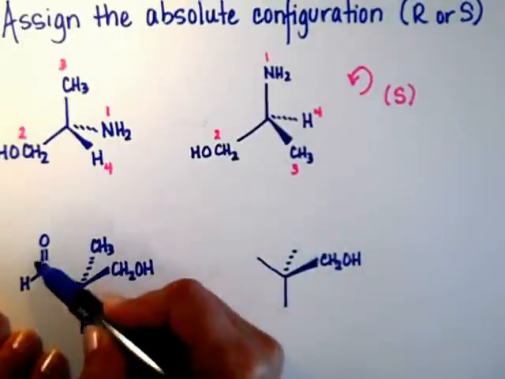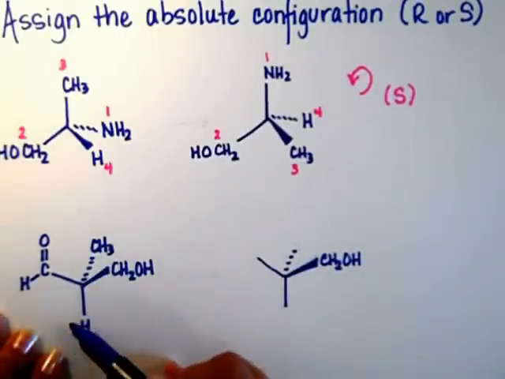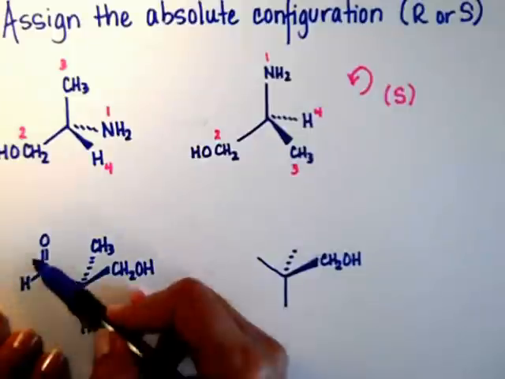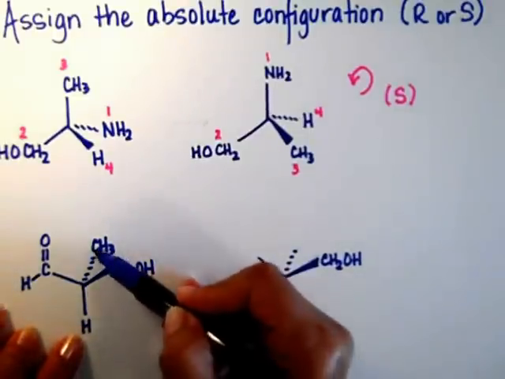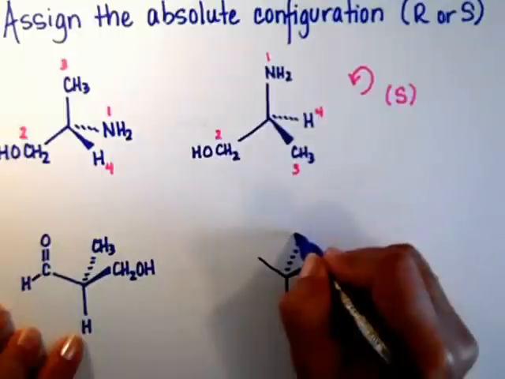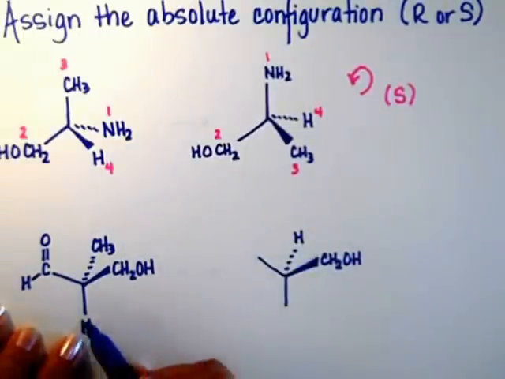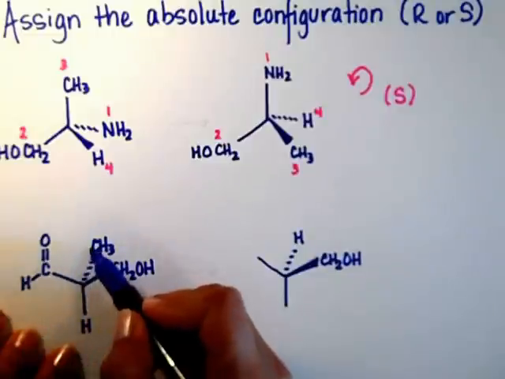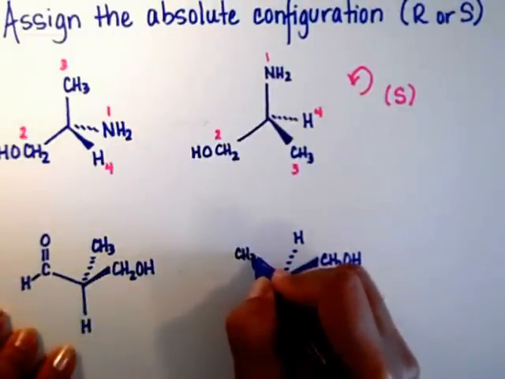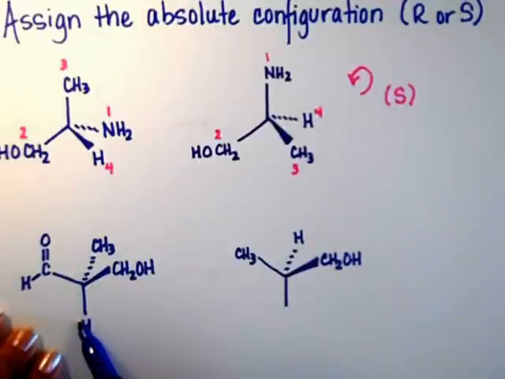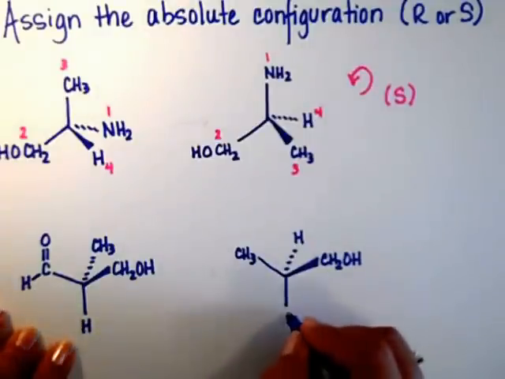All I'm going to do is rotate the other 3. If you want to rotate them clockwise or counterclockwise, I want this hydrogen to come to the back. So that's where I want my hydrogen to be. The CH3 is going to move to the left, so it's going to be over here. And my aldehyde is going to come to the bottom.